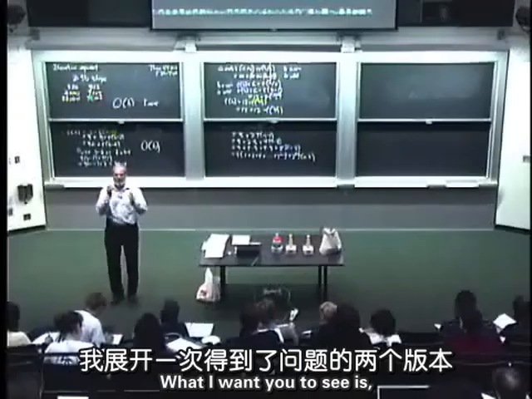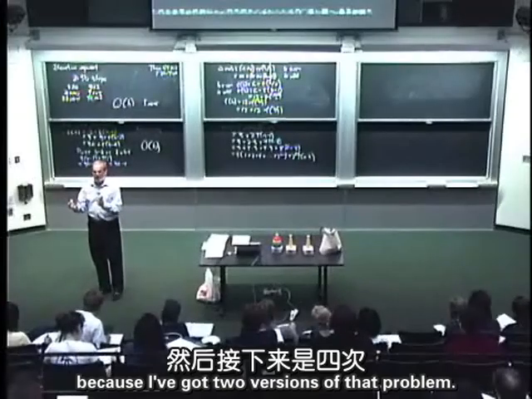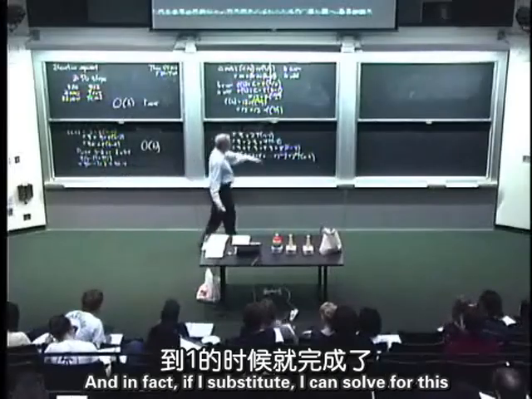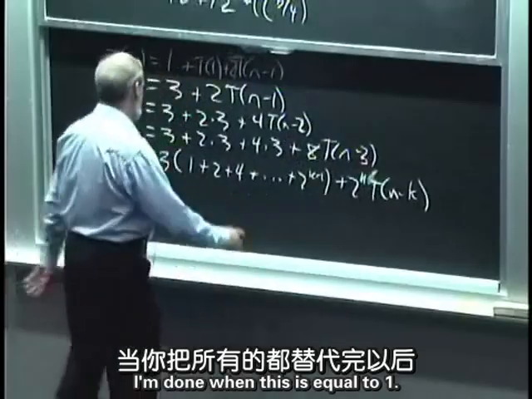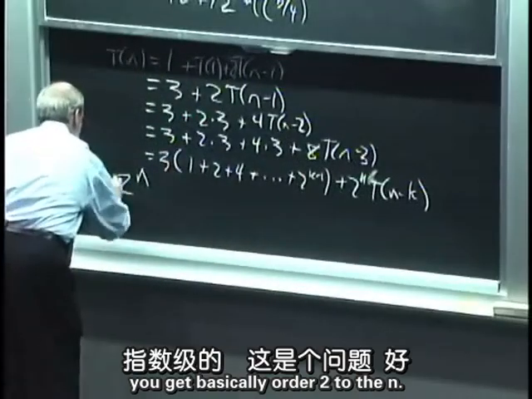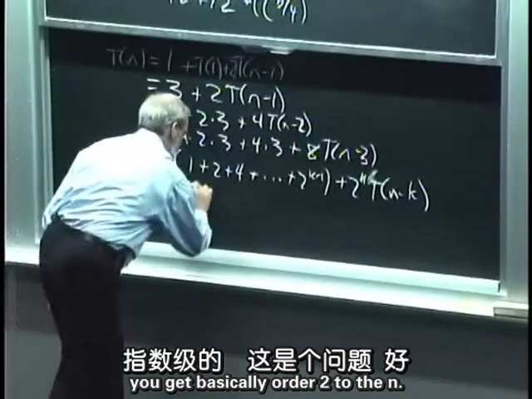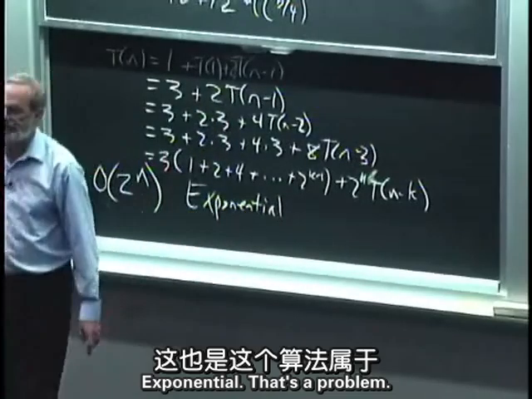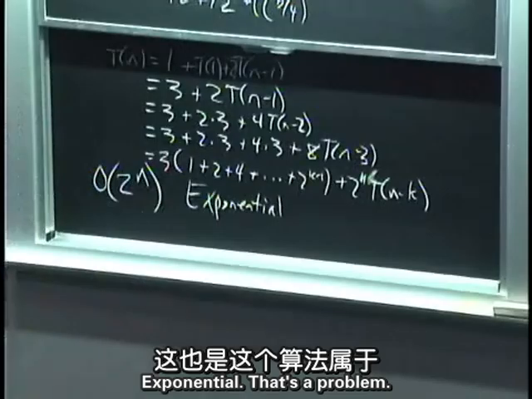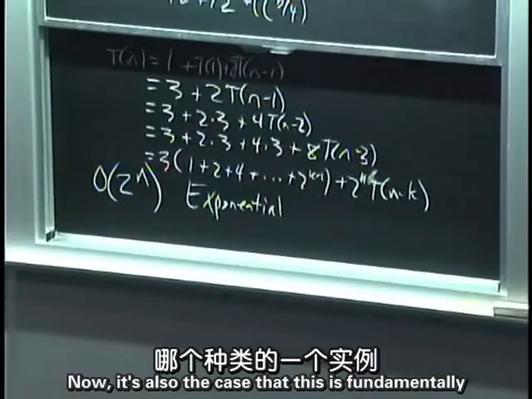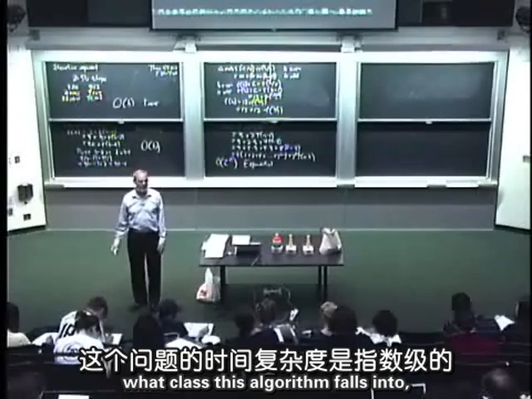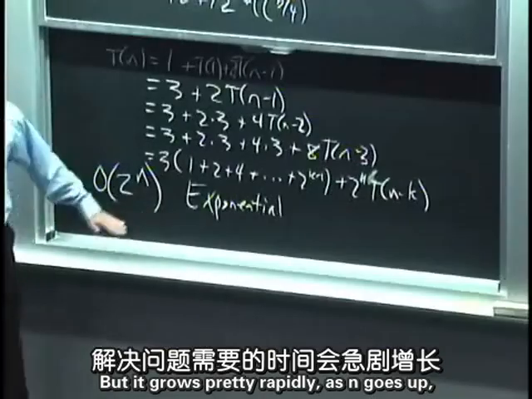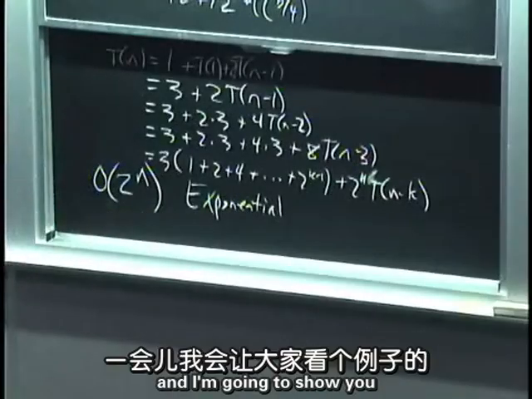What I want you to see is because I got 2 versions of that problem, the next time down I got 4 versions. The next time down I got 8 versions. And in fact, if I substitute, I can solve for this. I'm done when this is equal to 1. If you substitute it all in, you get basically order 2 to the n. Exponential. That's a problem. Now, it's also a case that this is fundamentally what class this algorithm falls into. It is going to take an exponential amount of time. But it grows pretty rapidly as n goes up, and I'm going to show you an example in a second.